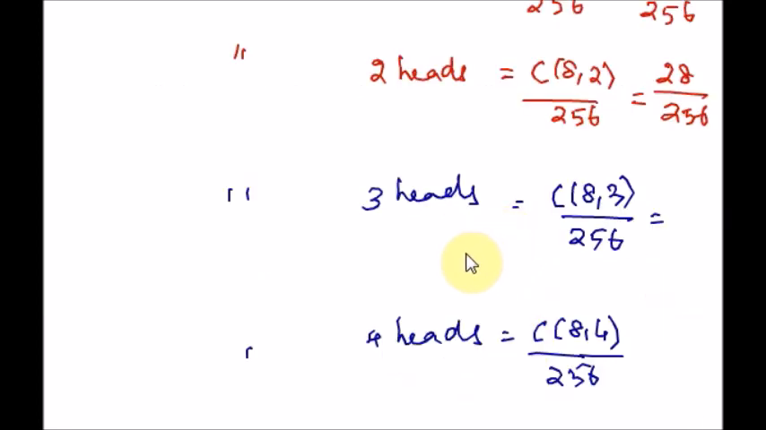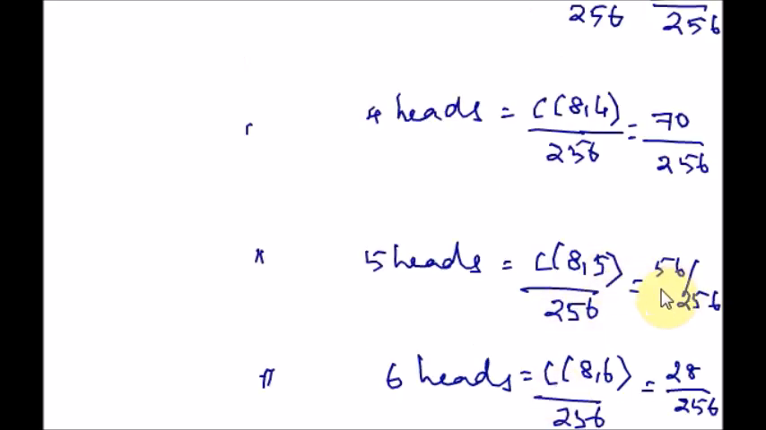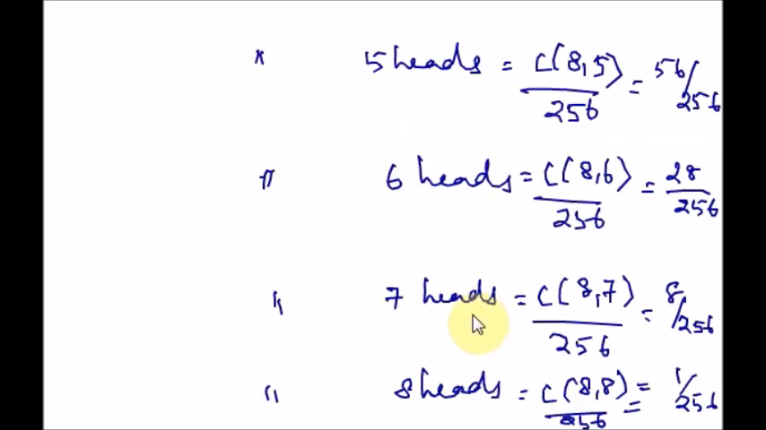Probability of flipping exactly 3 heads is combination of 8, 3 over 256, which is nothing but 56 over 256. And for 4 heads, probability of flipping exactly 4 heads is combination of 8, 4 over 256, which is 70 over 256. So this is the probability for exactly 5 heads and exactly 6 heads. Likewise, the probability of flipping exactly 7 heads would give you 8 over 256. You can also check these answers by solving by yourself.